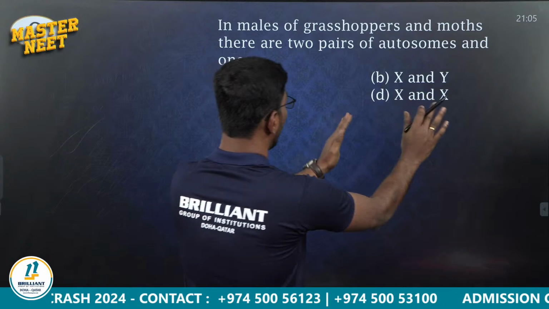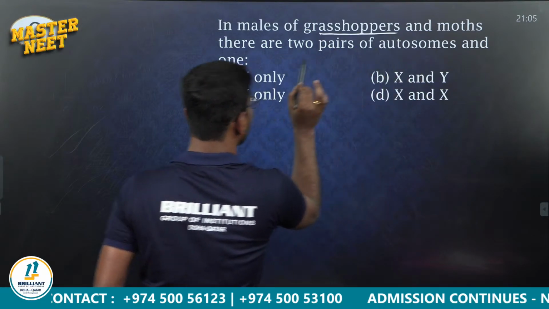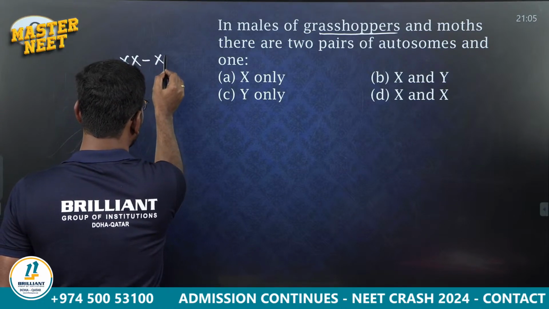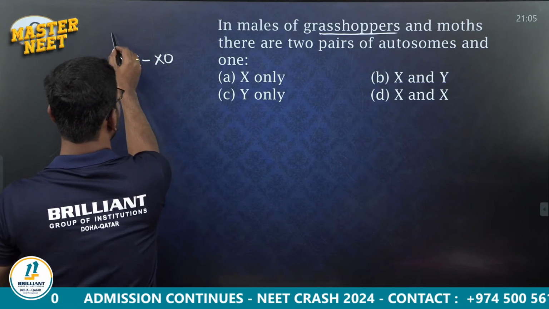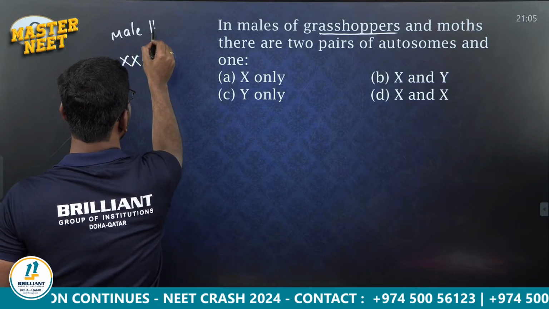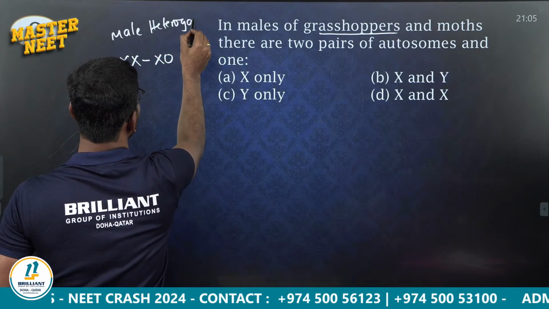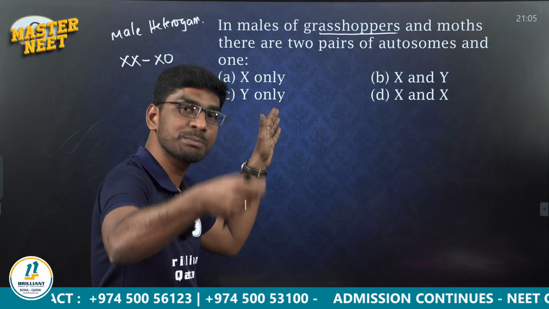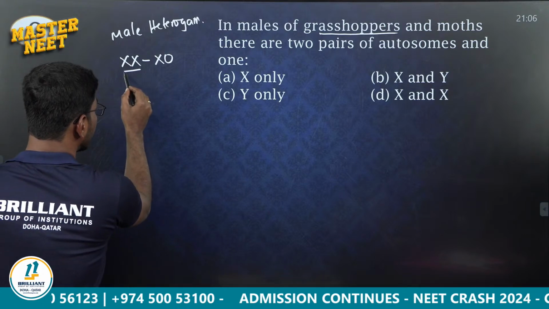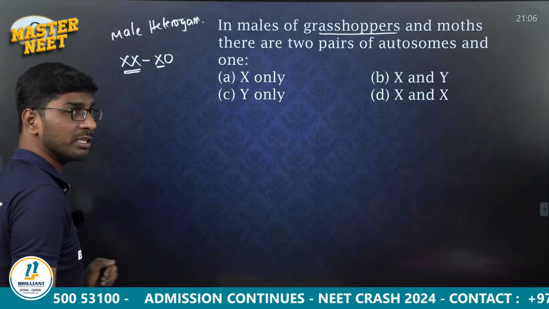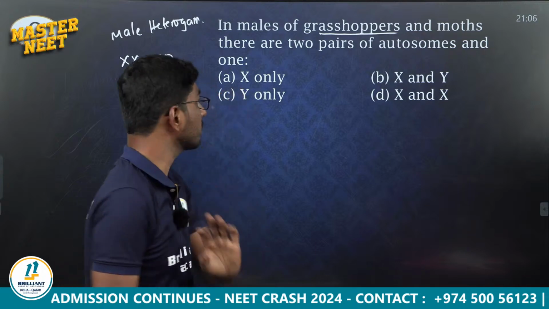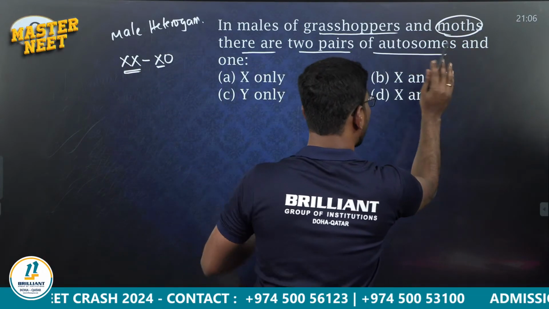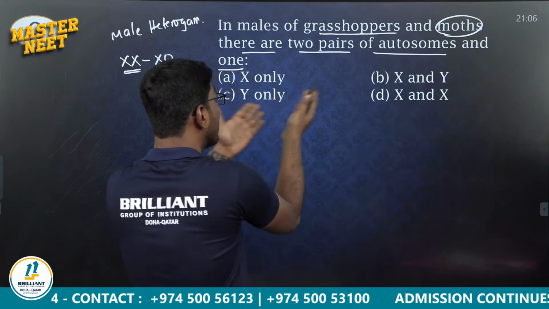In the male grasshopper, first you need to understand what type of sex determination the grasshopper shows: XX and XO type of sex determination. This is actually male heterogamety. What exactly is the meaning of male heterogamety? The male partner produces two different types of sperm. Look here, two X chromosomes are there in the female, and only one X chromosome is there in the sperm of the grasshopper. But look at the question: in grasshopper and moths, there are two pairs of autosomes and one. What is it among these?